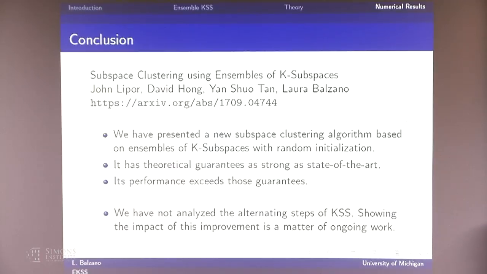Okay, so in summary, if you're interested, the paper is on arXiv. We have this pretty simple algorithm with very nice guarantees, and like I said, performance that really exceeds those guarantees. And along those lines, the open work that we're doing going forward is to try to answer that question: how can we prove that the performance should be better, especially in a context where the true subspaces of the data are highly aligned? So with that, I thank you for your attention and am happy to take questions.